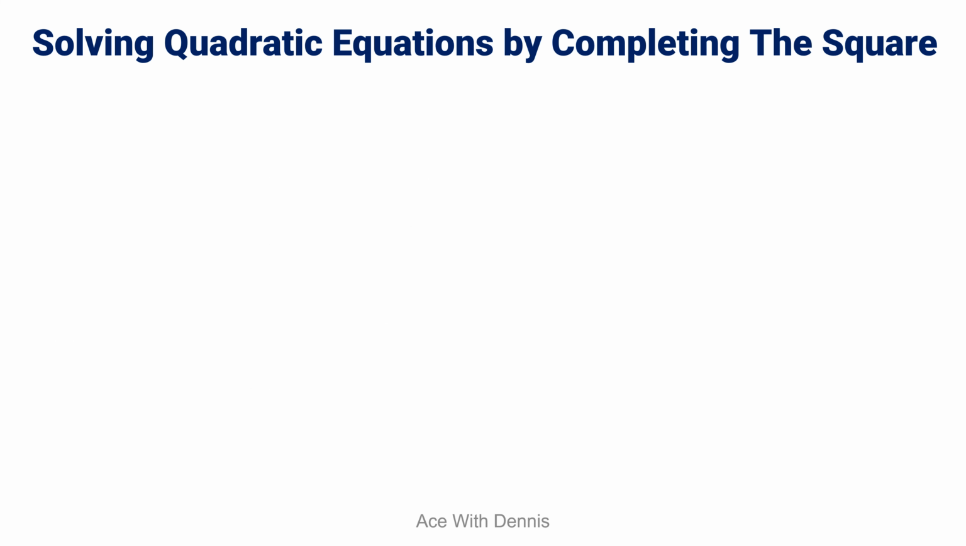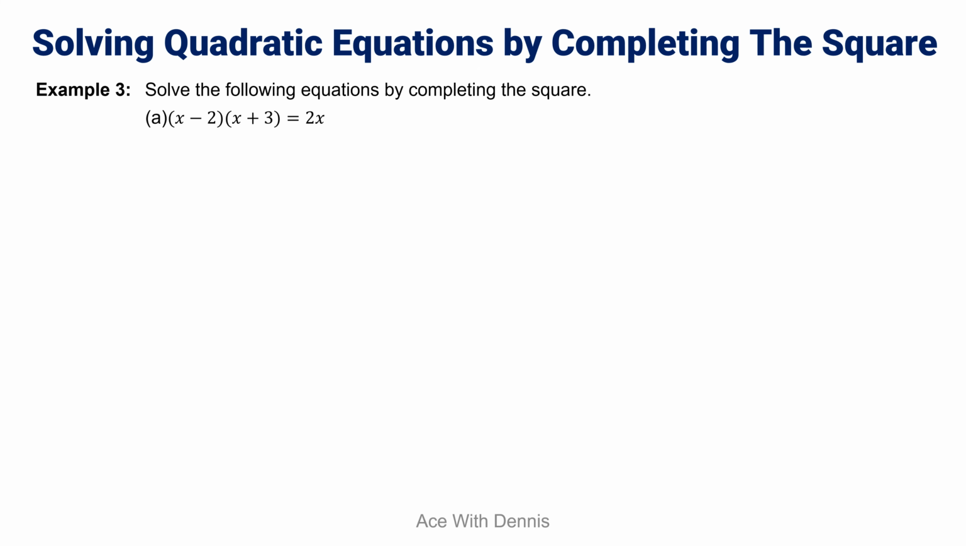Let's take a look at example 3. Solve the following equations by completing the square. A. X minus 2 times x plus 3 equals 2x. B. X times 3x plus 2 equals 5. And C. X times x plus 1 equals 2 over 3 times x squared minus 1.